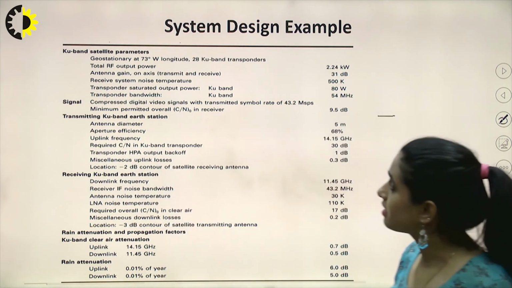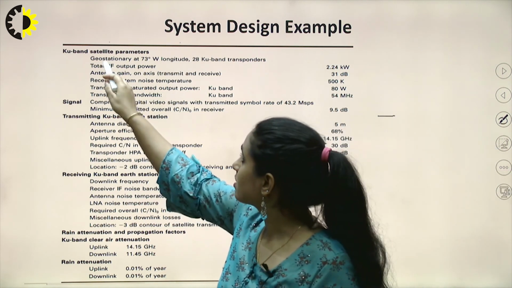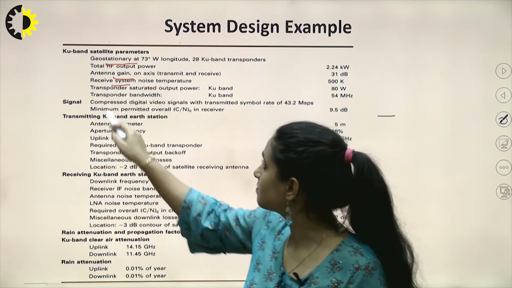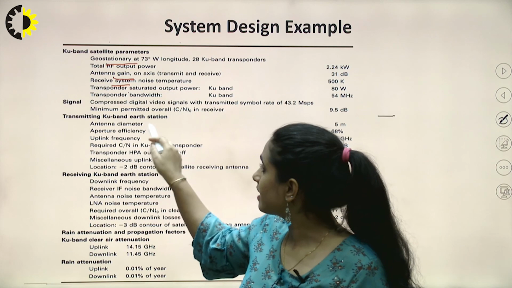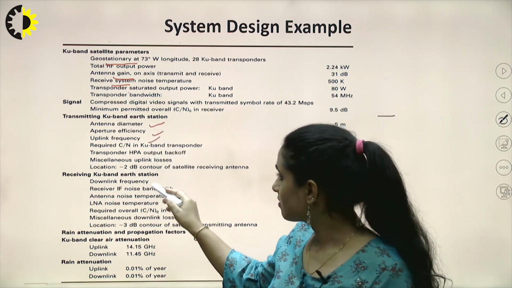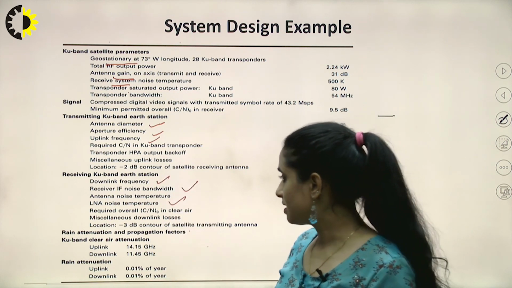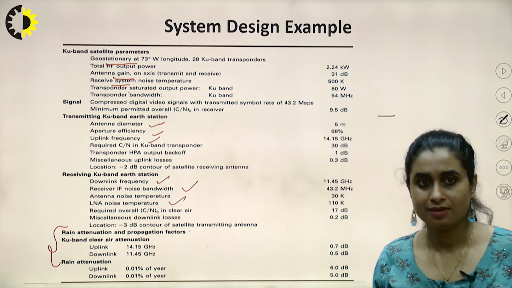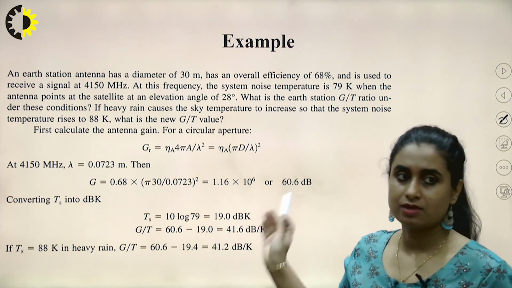If I take the example of Ku band satellite parameters, we are talking about where the satellite is placed, what the antenna gain is, the receiving system noise temperature, right? Power of the transponder, then antenna diameter, aperture, uplink frequency. Then for receiving, we are again talking about downlink frequency, noise temperature, and the effect of rain as well. All things are tabulated, right? This is an example. You can go through it.